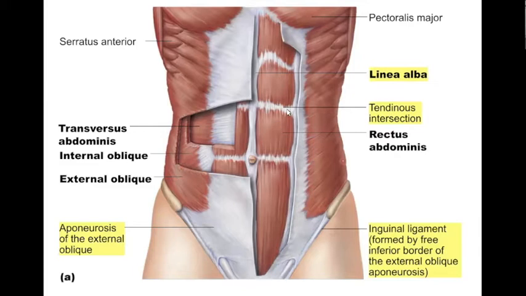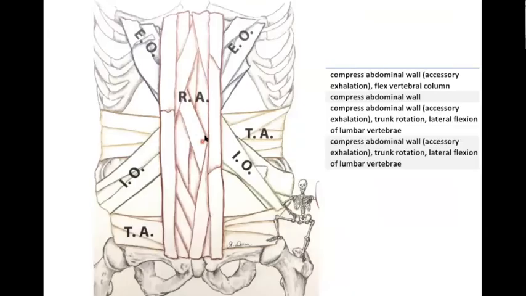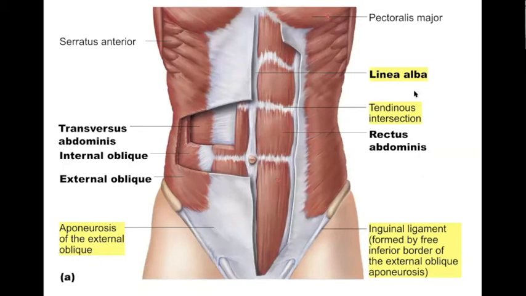You have your external obliques over here, your internal obliques, your transverse abdominis right here. All these are flexors of the spine. So the other thing about those, when you look at the action of those, you'll see, you know, flex vertebral column right there, as well as lateral flexion. If you contract just these muscles right here, you'll have a lateral flexion over here. That's what that means right there.